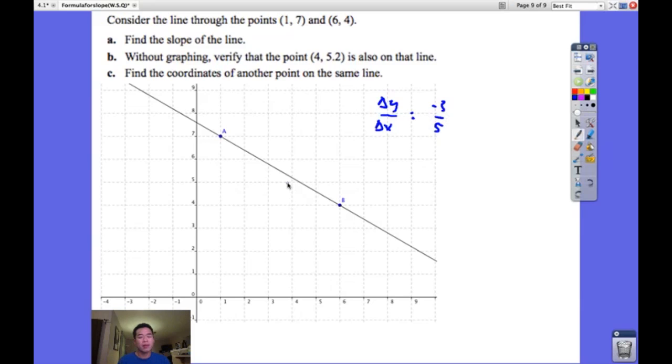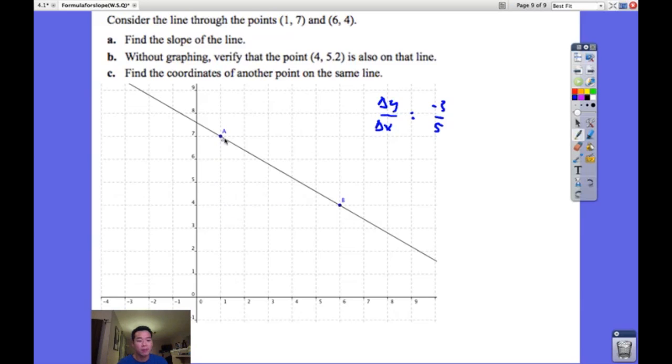Without graphing, verify that the point 4 and 5 and 2/10 is on the line. This one's a little trickier because it's not a whole number. So if I go to my x value is 4, I go up, yeah, it looks about 5 and 2/10. But what we know is that if we use 2 points on the same line to find slope, the slope is the same for all of the points on that line. So let's just use the slope formula to verify the point 4 and 5 and 2/10 are on that line.